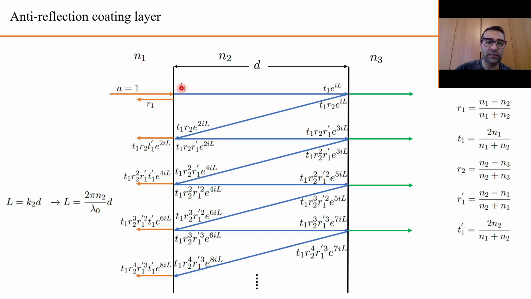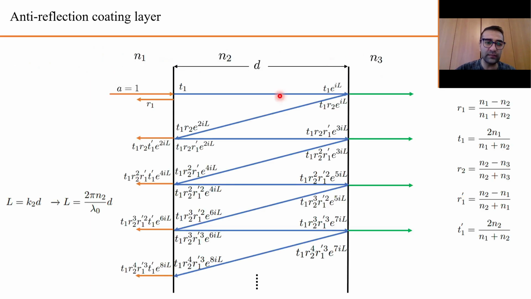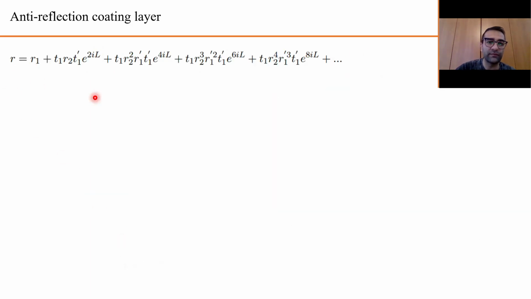Therefore, we need to calculate the sum of the waves that are in general reflected from these two interfaces. When we add these terms, we have such an equation. If we define the general reflection for these two interfaces, R will be R1 plus T1 R2 times T'1 times exponential of 2iL, and so on and so forth. I just added these terms to each other, and we have this one.